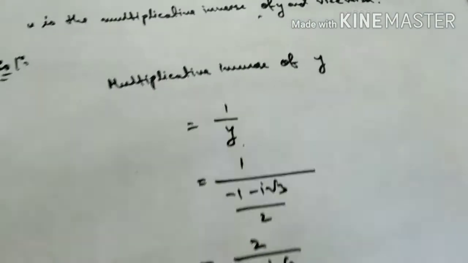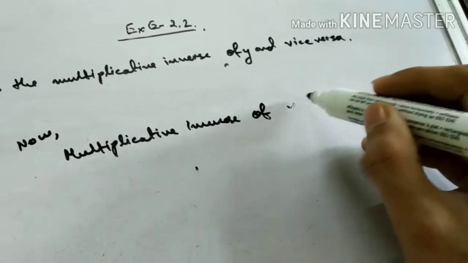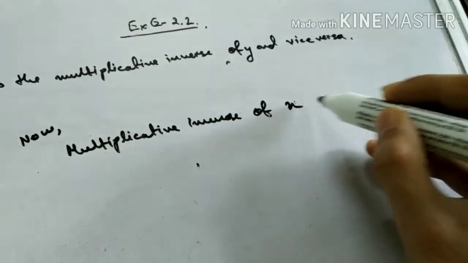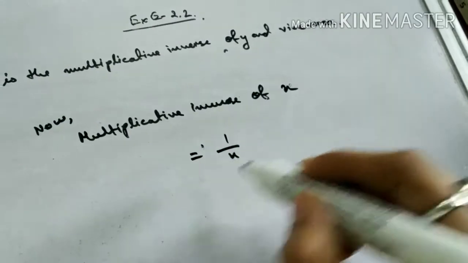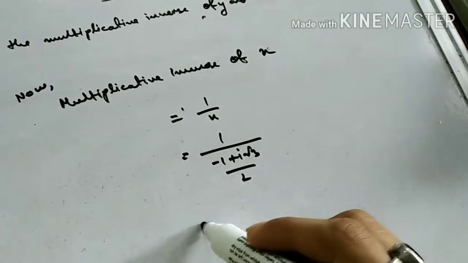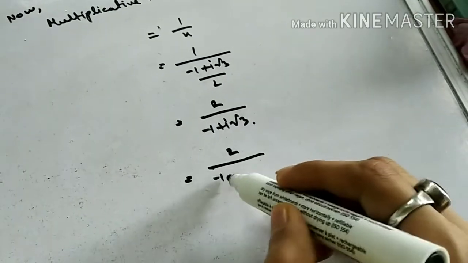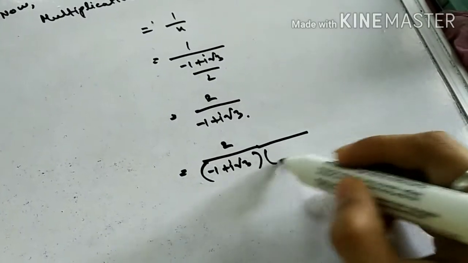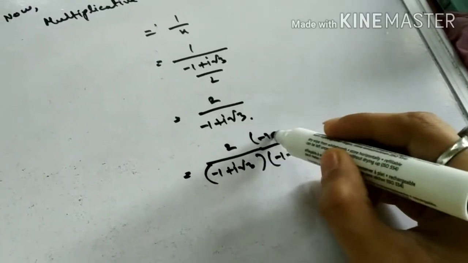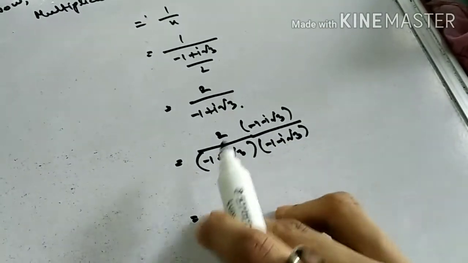Now again next I will do multiplicative inverse of x, that is equal to y, I will have to show. Understand? Now multiplicative inverse of, first I did y, now I will do x. Multiplicative inverse of x is equal to 1 by x, which is 1 by x value, it is minus 1 plus i root 3 by 2, which I will get 2 by minus 1 plus i root 3. I will multiply both sides by minus 1 minus i root 3. So this becomes 2, you no need to multiply, you keep it outside only.